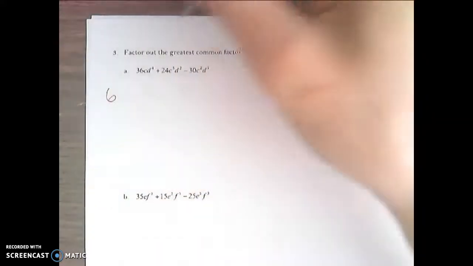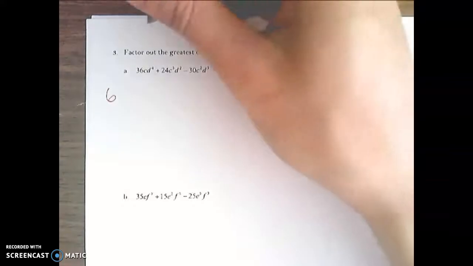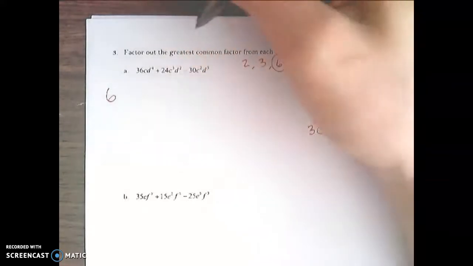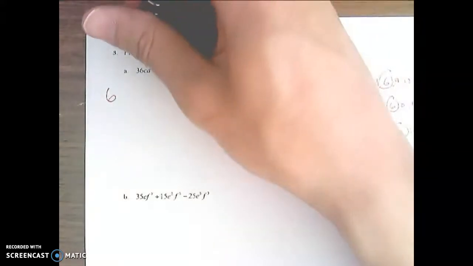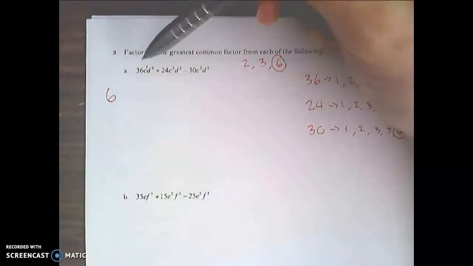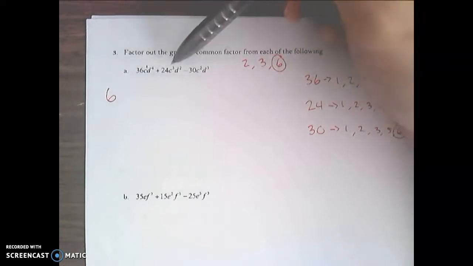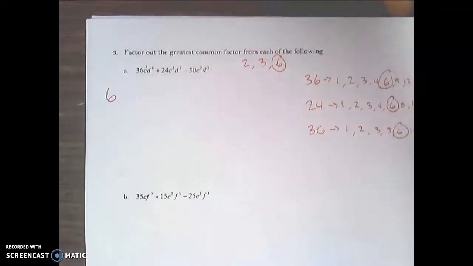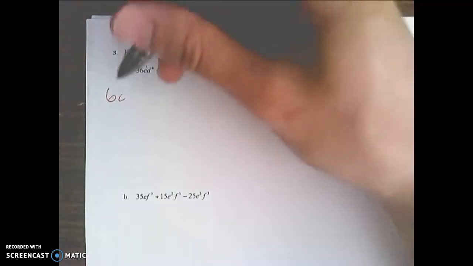So that's 6. And then looking at our variables, we want to pull out the smallest variable. So here we have c to the 1. So looking at our c's, we have c to the 1, c to the 3, c to the 2. The smallest of those is c to the 1. And you can either write c to the 1 or just write c.